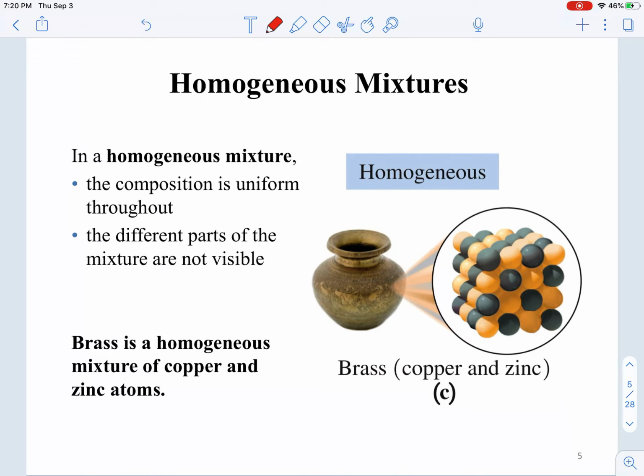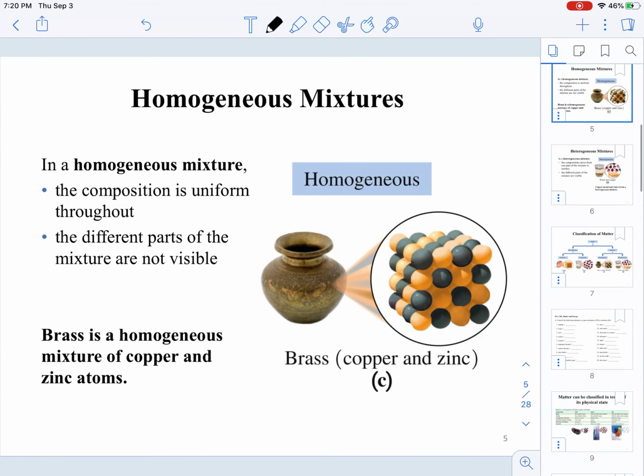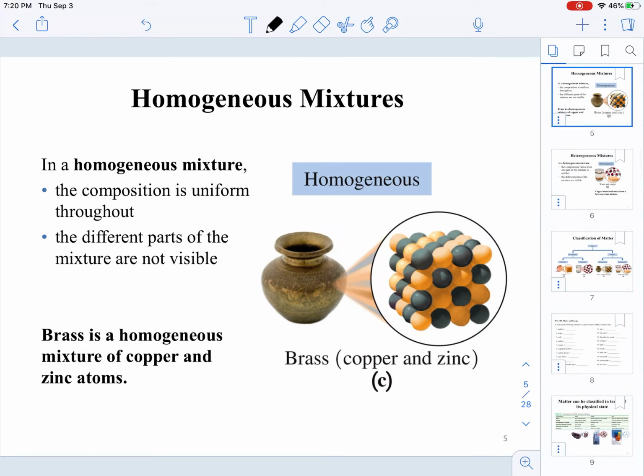Now, when it comes to mixtures, understand that they can be classified as homogeneous mixtures or heterogeneous mixtures. First we are going to discuss what a homogeneous mixture is. By definition, a homogeneous mixture is composed of two or more substances, and the composition of a homogeneous mixture is uniform throughout. What that means is that the different parts of the mixture are not visible.